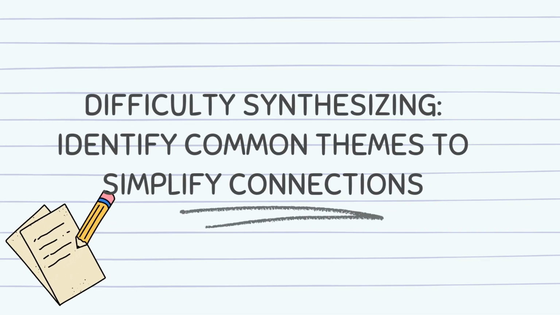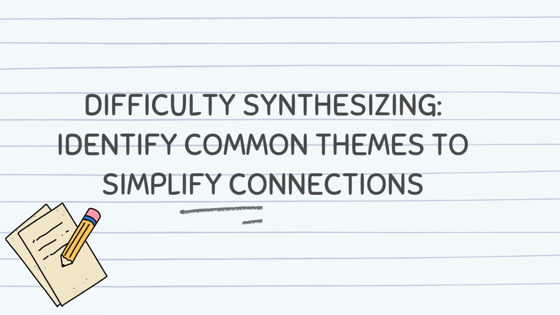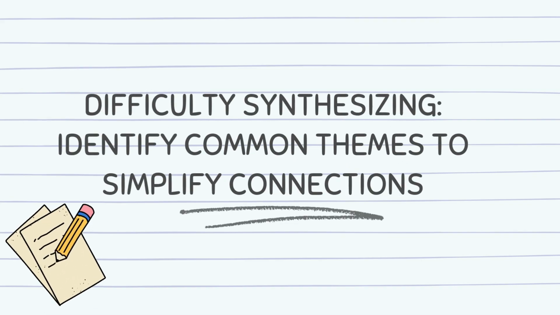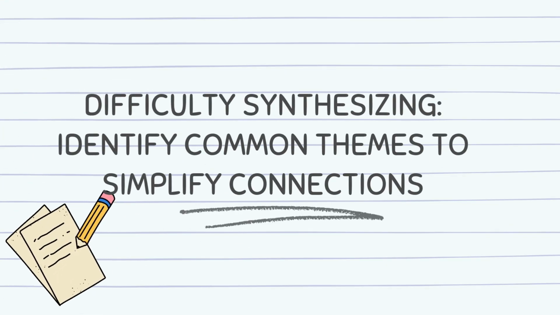A common challenge researchers face is difficulty in synthesizing information, integrating multiple studies into a cohesive and meaningful discussion. Instead of presenting isolated summaries, an effective literature review should identify common themes, compare findings, and highlight relationships among studies. This synthesis simplifies connections and ensures the literature review remains focused, structured, and insightful.